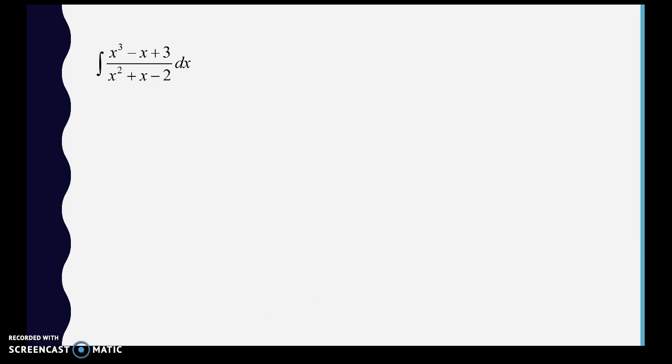Okay, x cubed minus x plus 3 divided by x squared plus x minus 2. So before we can decompose this, we need to set up long division because the degree of the numerator is greater than or equal to the degree of the denominator. So x cubed, remember our rules. Every exponent needs to be represented, so I put a placeholder at 0x squared minus x plus 3.